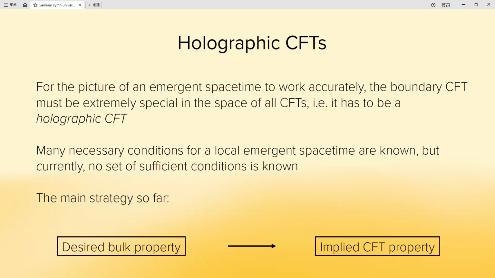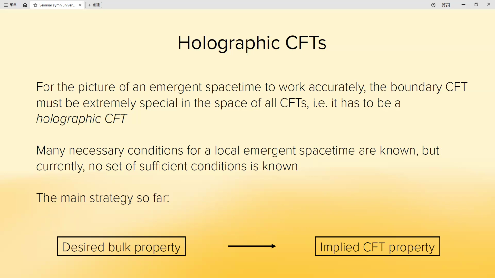But for this picture to work accurately, the boundary CFT has to be a very special CFT within the space of all possible CFTs. And we call such CFTs holographic CFTs. Many necessary conditions that you have to put on your CFT such that you have a local emergent spacetime in the bulk are known, but at this moment there's no set of conditions that is sufficient. So there's no list of conditions that you can check, and if all the conditions are met, we know for sure that there is a nice bulk description.